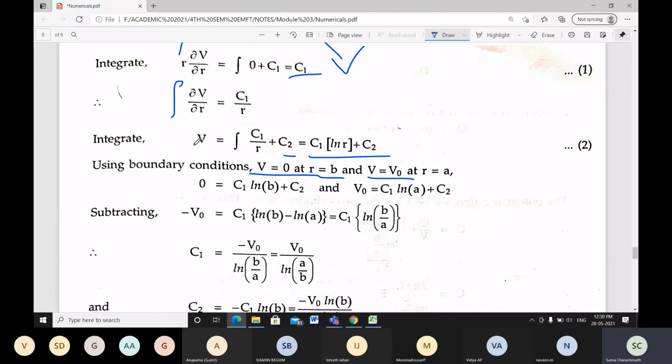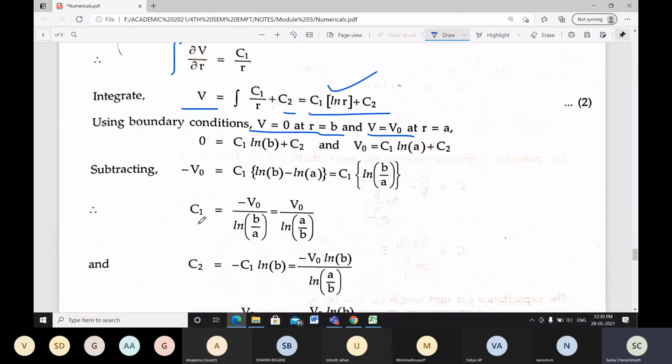Then what is our V? Substitute for c1 and c2 in the equation. Subtracting, minus V naught. When I subtract these two, c1 (ln b minus ln a) is nothing but c1 ln(b/a). Then c1 is going to be minus V naught divided by ln(b/a). To avoid this minus sign, we can write V naught divided by ln(a/b).